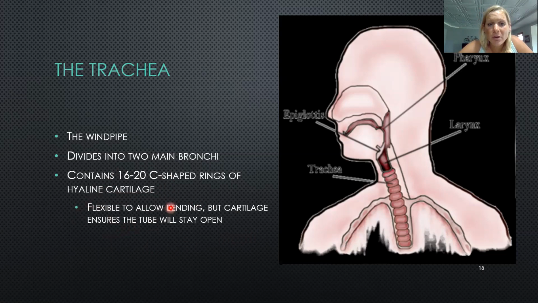It's flexible, which allows us to have some bending. So again, we can do lots of different things with the cervical region, which is great. So we have a lot of mobility in that particular area. And it ensures that those tubes are going to stay open when doing so.